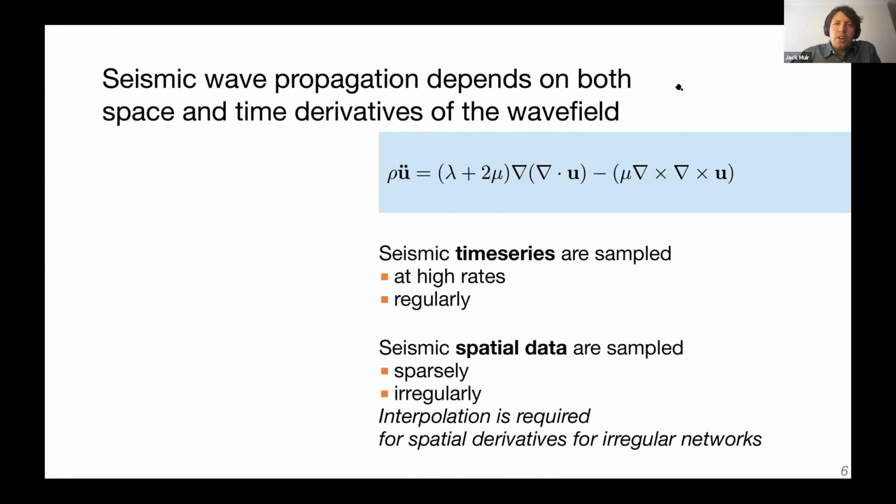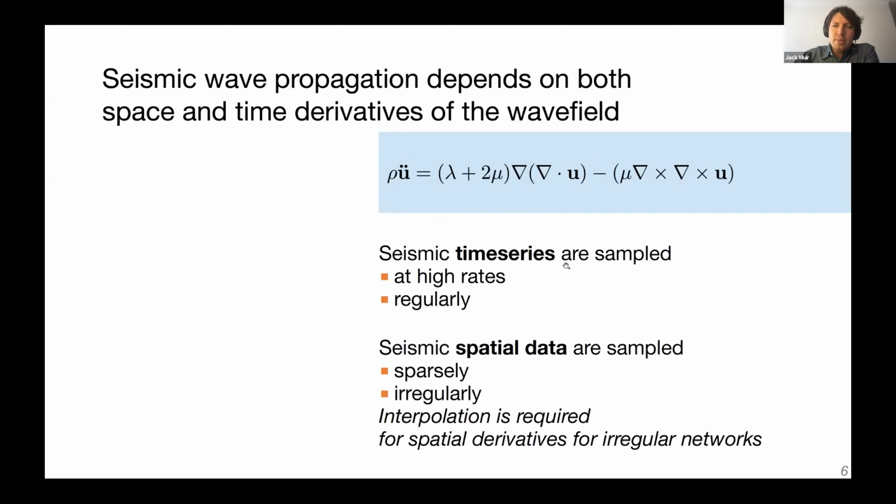So the fundamental concept here is that seismic wave propagation depends on both the space and time derivatives of the wavefield. In this example of the elastic wave equation, we have two sets of derivatives. Here on the left, we have ma: the density times the acceleration, which is the second time derivative. And here we have the gradients of the stress tensor, which is a second order spatial derivative on the right-hand side. So second order in time and second order in space. And if we want to represent the seismic wavefield accurately, that means we need to be able to calculate both second order in time derivatives and second order in space derivatives accurately.